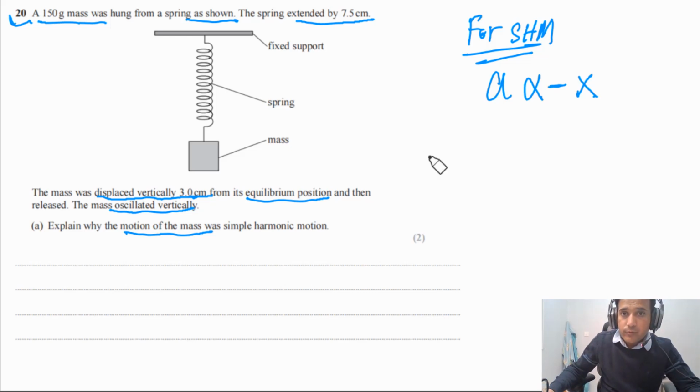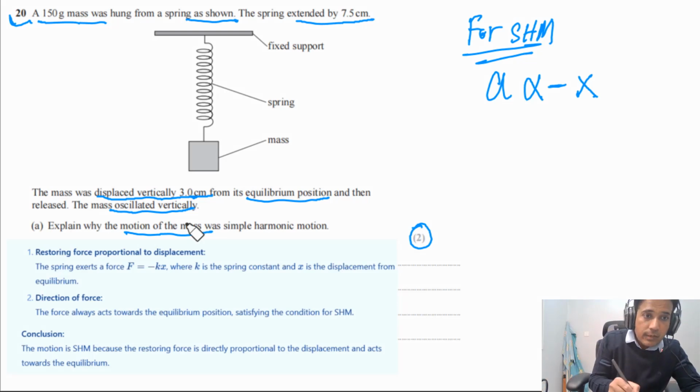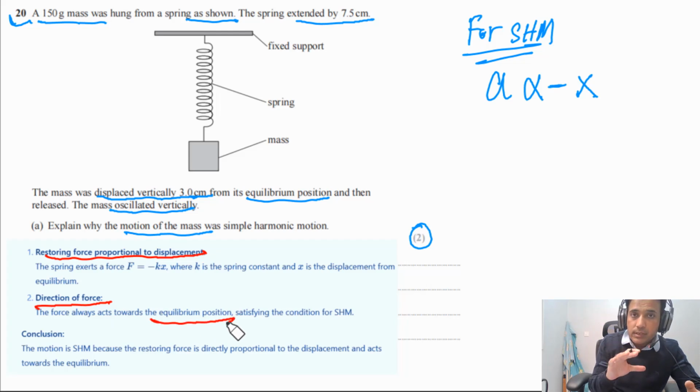So these points you have to write down in the answer. This question has 2 marks, so you can write down 2 points. The first point, you can say force is directly proportional to displacement, as force depends on displacement. Force and displacement are in opposite directions. Now let me show you how you can write down your answer. Restoring force, you can say, point 1, proportional to displacement. Second, you can say direction of the force: force always acts towards equilibrium. It also means that force is in the opposite direction of displacement.